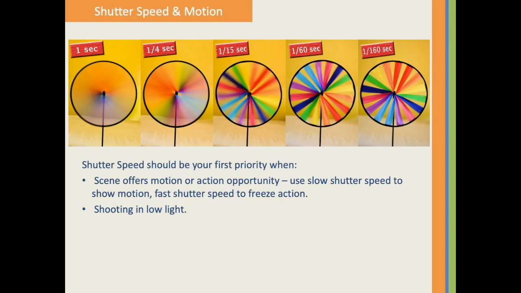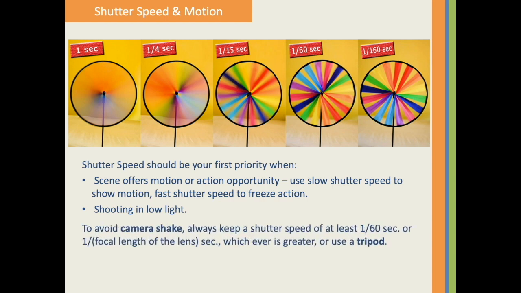So shutter speed is not only important when you want to show motion or freeze action, but it's also important when you are shooting in low light, because it allows you to let more light into the camera when you shoot at a very slow shutter speed. But then you need to use a tripod, because in order to avoid camera shake, you always need to keep a shutter speed of at least 1/60 of a second. Some people now are managing to shoot slower than that because we have image stabilizers on the lens.